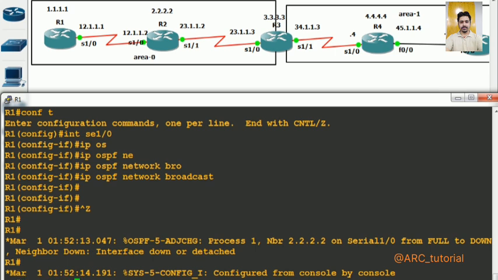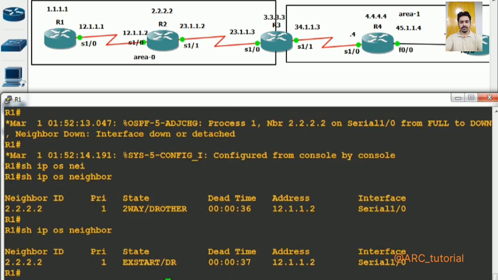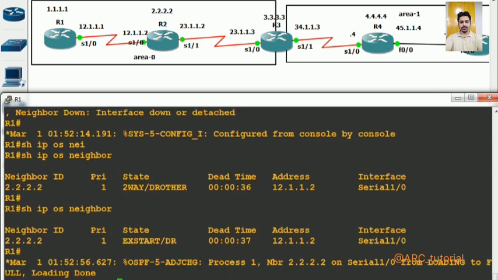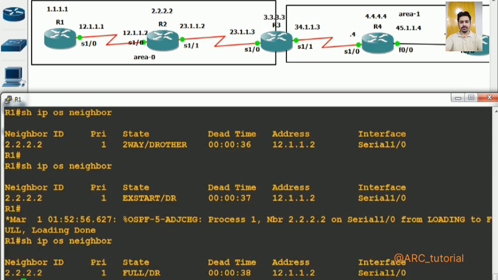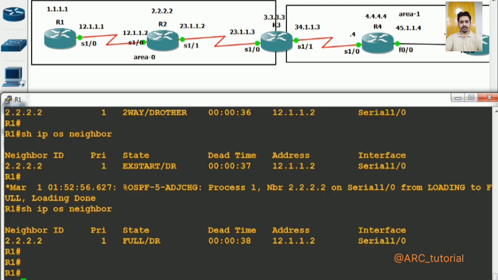It will simply wait to configure itself as a DR because the network type is broadcast. The neighbor is not participating in DR BDR election because the network type is what? Point to point at the end of R2. That is why this time R2 is not participating in DR and BDR election. That is why R1 will now become DR and it will form neighborship with R2. Don't worry about that. It will move from ExStart into Exchange state and finally into Full state. So it has configured itself as a DR, and after that, neighborship came up into Full state.